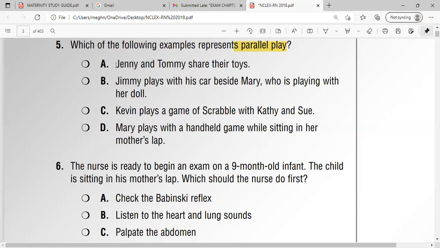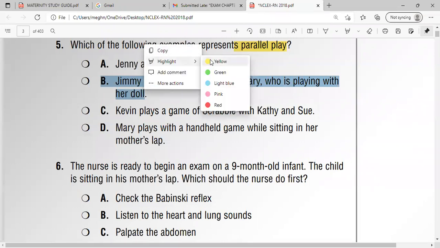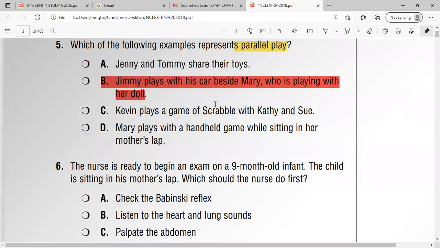So parallel play: two babies play side by side. They do not interact with each other. So the correct answer is number B, right? These two babies are playing side by side with their own toys. They do not interact. So let me tell you, parallel play is play demonstrated by two children playing side by side but not together.